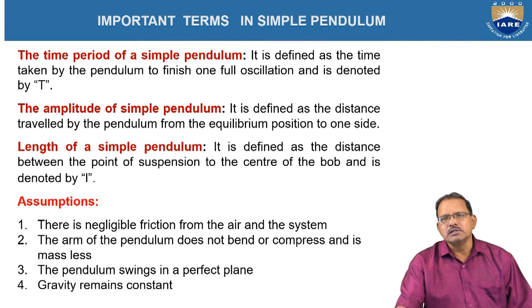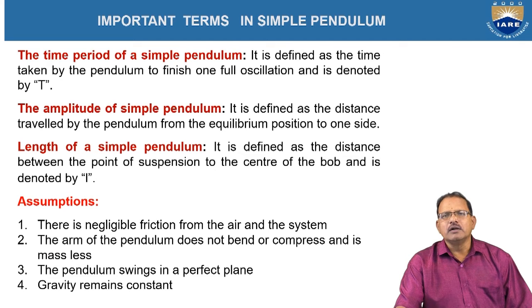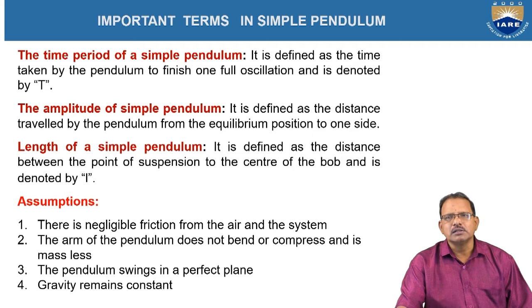The time period of a simple pendulum. It is defined as the time taken by the pendulum to finish one full oscillation, and it is denoted by capital T. The amplitude of a simple pendulum. It is defined as the distance travelled by the pendulum from the equilibrium position to one side of the vibrating system.